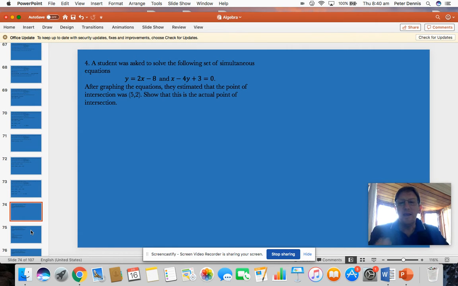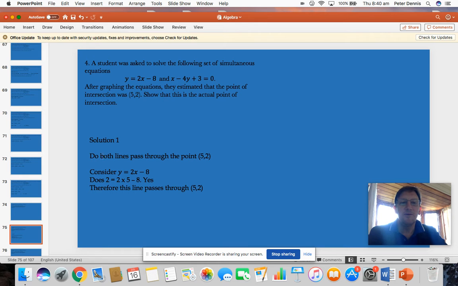The first way: if the point of intersection is (5, 2), then both lines have to go through (5, 2). So if we look at line 1, do both lines pass through (5, 2)? We're going to consider y equals 2x minus 8. Here's our y value. So y is 2 and x is 5. Does 2 equal 2 times 5 minus 8? Yes. Therefore, the first line passes through (5, 2).